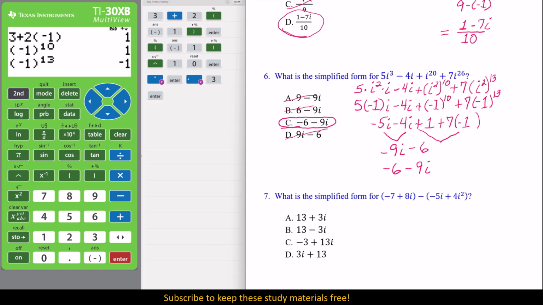So A and B didn't satisfy. A had the wrong values and B had the wrong sign. All right, so let's look at number 7. What is a simplified form? Oh, this isn't too bad. -7 plus 8i minus, in parentheses, -5i plus 4i to the second power.